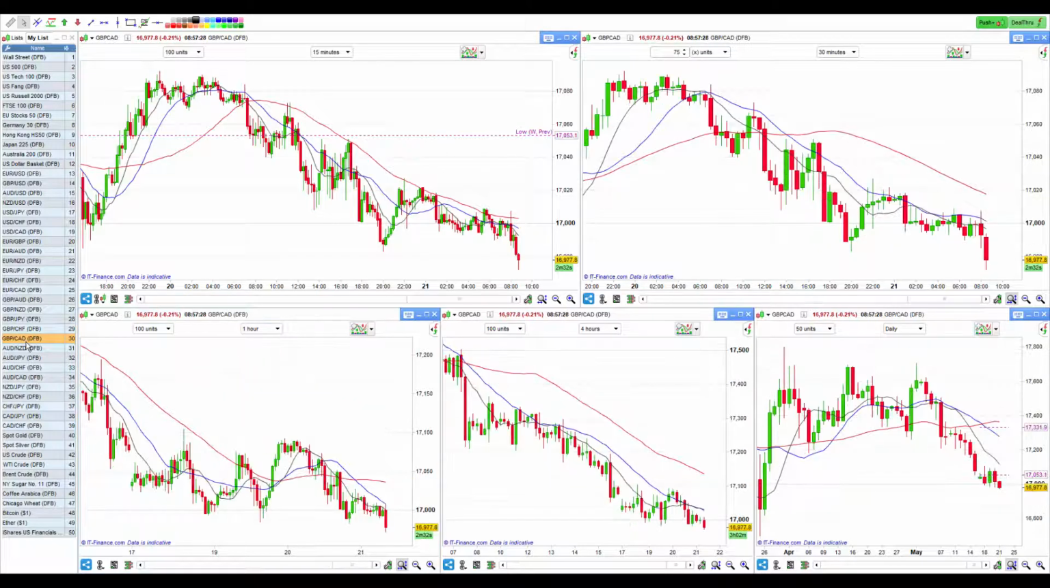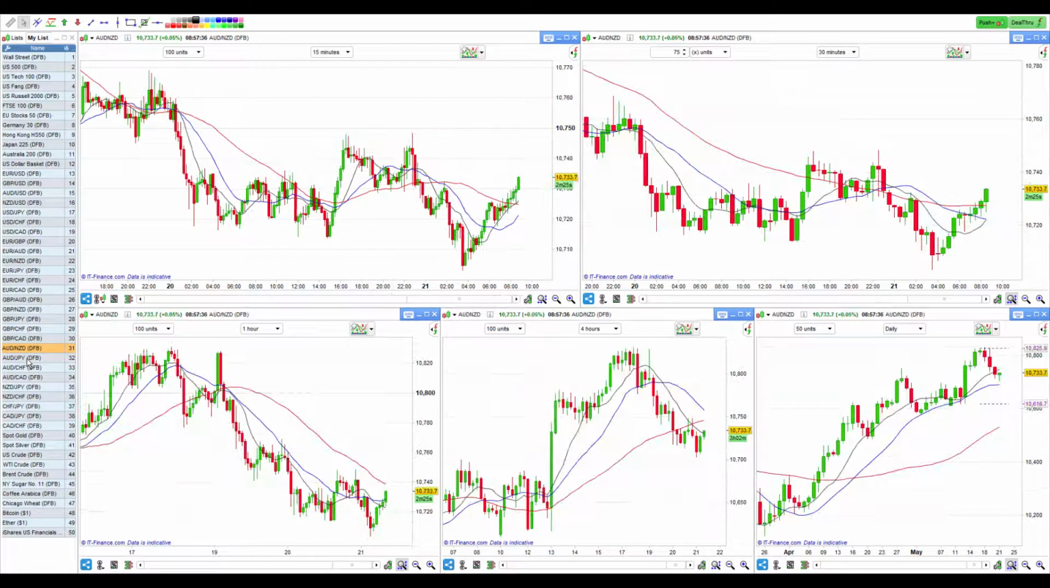GBP CAD. So you can see across the board, GBP charts are heading lower. So to me, my focus today, and I think Clive will agree as well, GBP pairs offering lots of opportunities. They're looking nice and weak.